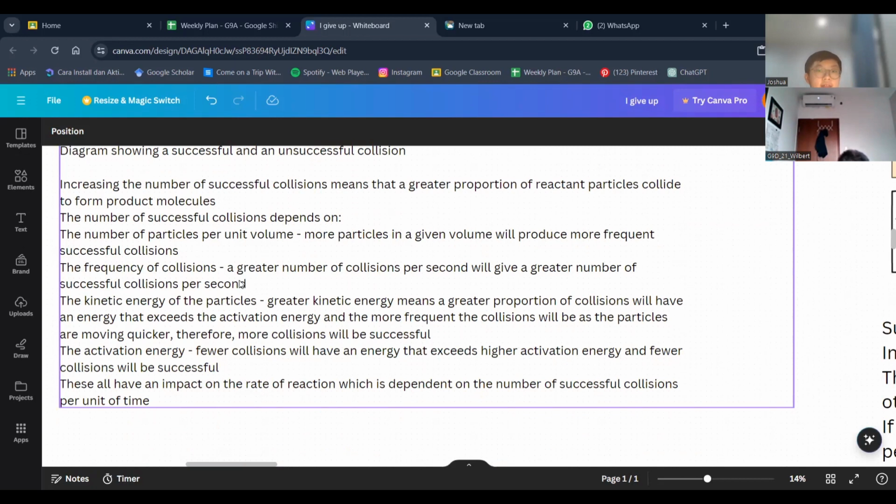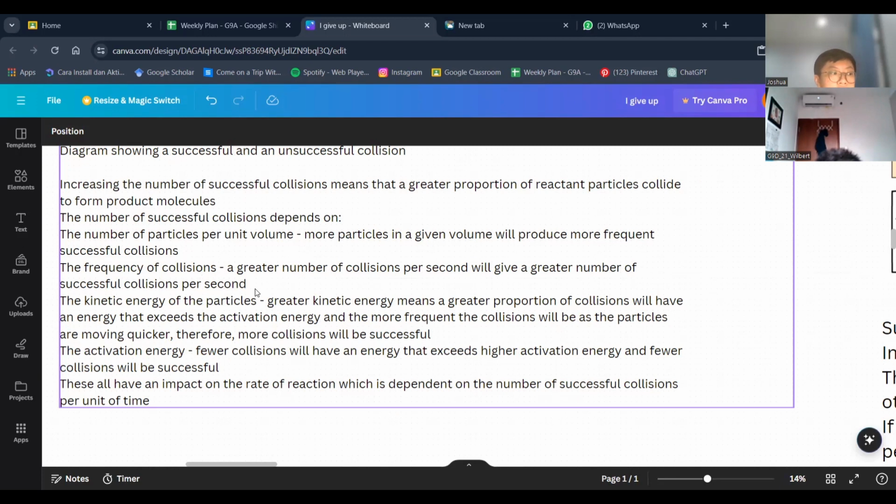So, increasing the number of successful collisions means that a greater proportion of reactant particles collide to form product molecules. This refers to the more collisions that are successful, the more we can make. And the number of successful collisions can depend on the number of particles per unit volume. So, volume is in cubic centimeters, assuming you have 24 cubic centimeters and there are 24,000 particles, compared to having only 12,000 particles, you will have a much higher rate of successful collisions if you have more. The frequency of collisions.